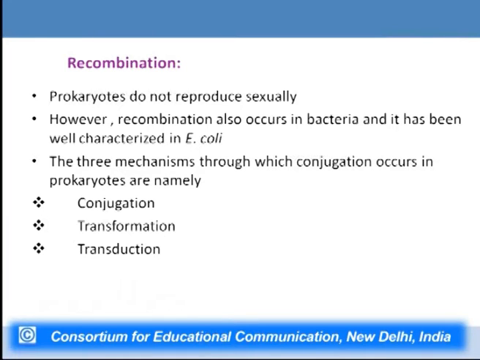Now all these three methods have different requirements. They proceed in a different manner from each other, and obviously they will be having a different set of requirements. And the success rate of all these methods also varies depending on the conditions which are present in the environment for the bacteria to undergo genetic recombination.